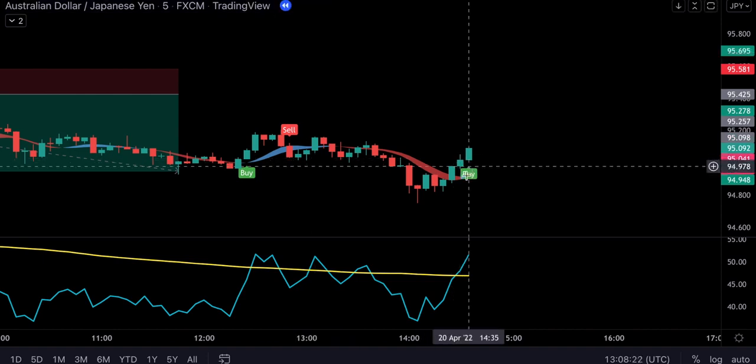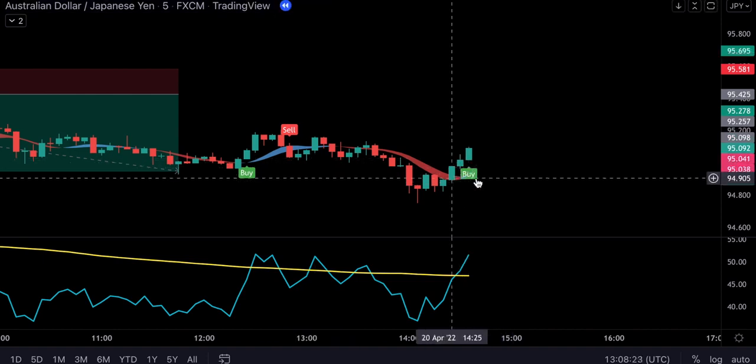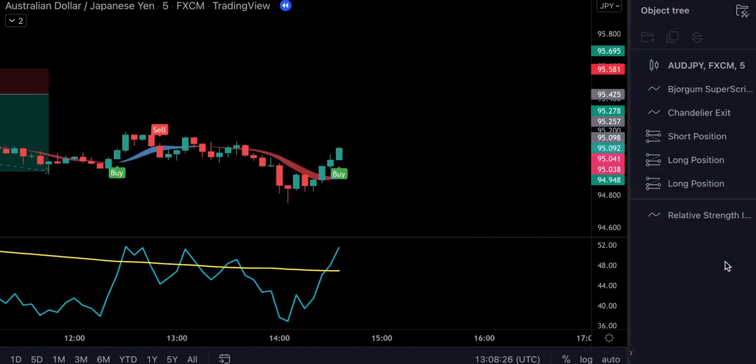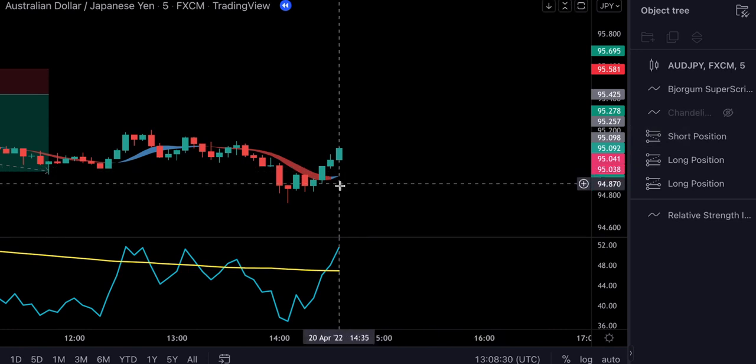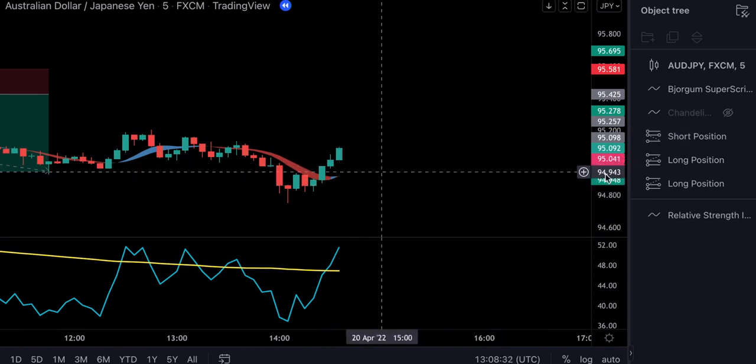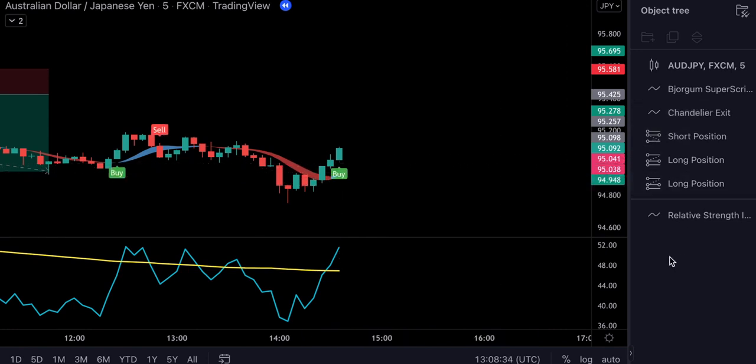Okay, so here we've got a new buy signal, and let's see if this signal is actually valid. So for that, we're going to disable this chandelier exit indicator. And now we can see the line just turned blue, so we can safely enter this trade.